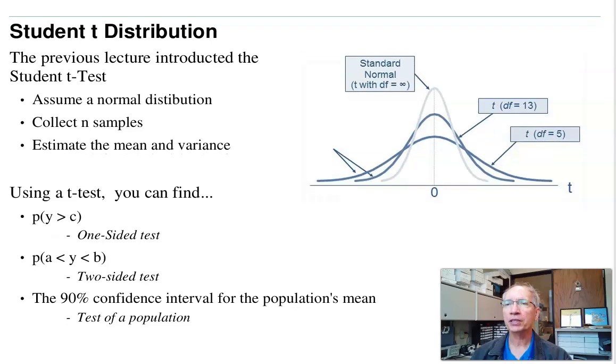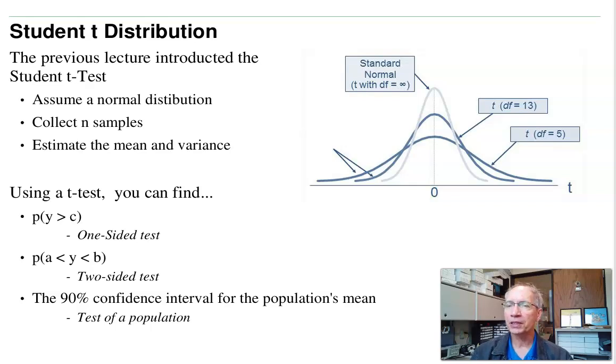Now, the previous lecture introduced the student t-distribution. What that distribution assumes is that you have a normal distribution where I don't know the mean, I don't know the standard deviation, but I can collect data. From the samples, I then estimate the mean and variance, and from that, I get a t-distribution.